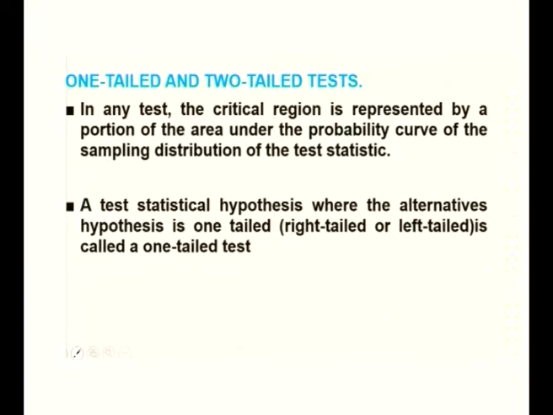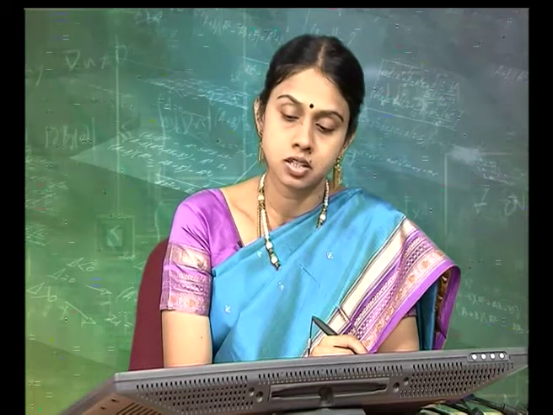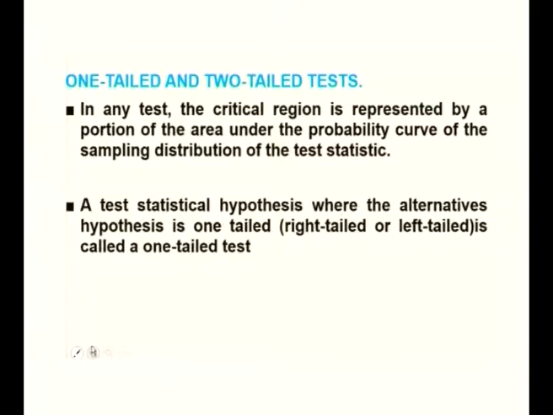One-tailed and two-tailed test, this we have already discussed in alternative hypothesis. When the alternative hypothesis is one-tailed, the corresponding test is called one-tailed test, and when the alternative hypothesis is two-tailed, it is called two-tailed test. In any test, the critical region is represented by a portion of the area under the probability curve of the sampling distribution of the test statistic. A statistical hypothesis test where the alternative hypothesis is one-tailed, in the sense right-tailed or left-tailed, is called a one-tailed test.